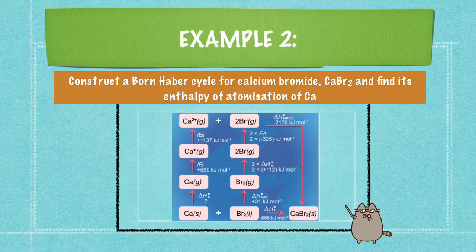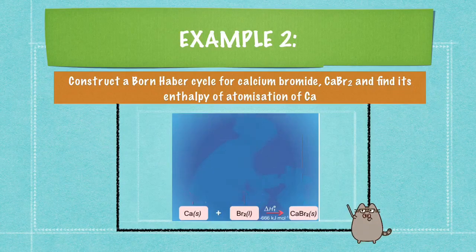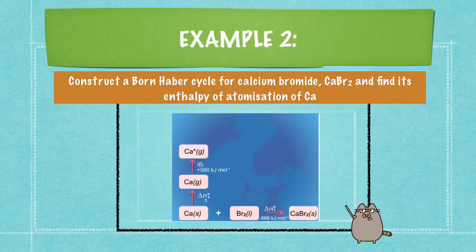First, we consider the steps involved in the changing of solid calcium metal to gaseous calcium cations. The first step is the atomization of the metal, and we must find the enthalpy change for this step. Next, there is a two-step ionization of the calcium atoms to form first calcium plus 1 ions, then calcium plus 2 ions. The energy equal to the sum of the first and the second ionization energies is required for this step.